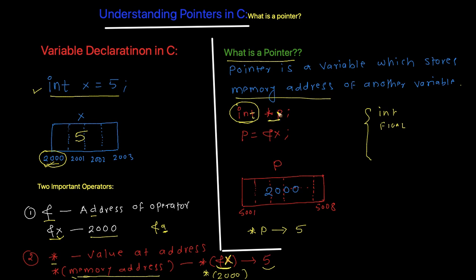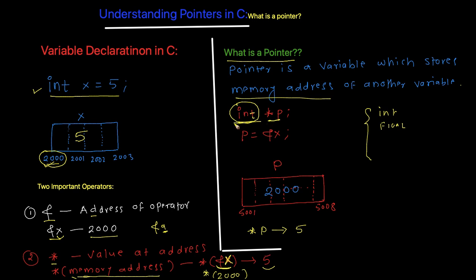In other words, I can say that P is an integer type pointer. When I say P is an integer type pointer, that means P is capable of storing the address of another variable which is of integer type. For example, this P is an integer type pointer, so P can store the address of an integer type variable. We have an integer type variable here, x, so I can store x's address in P. P can store the address of any other variable which is of integer type.